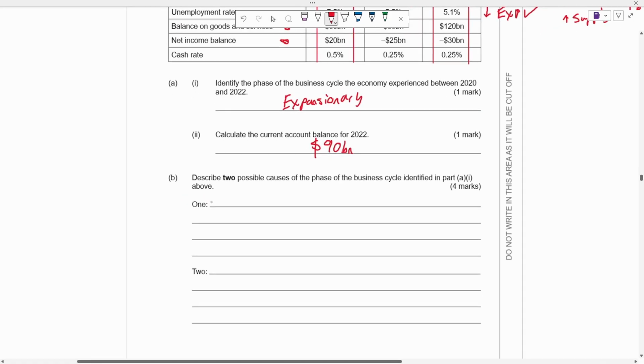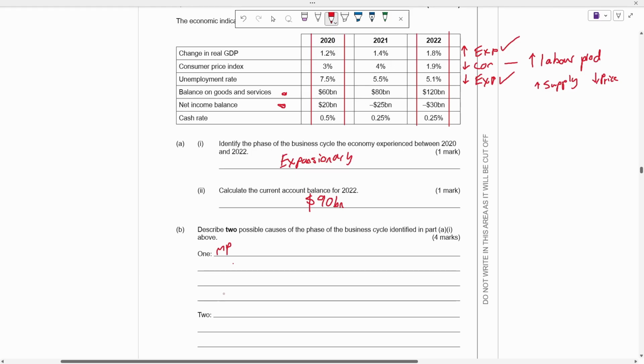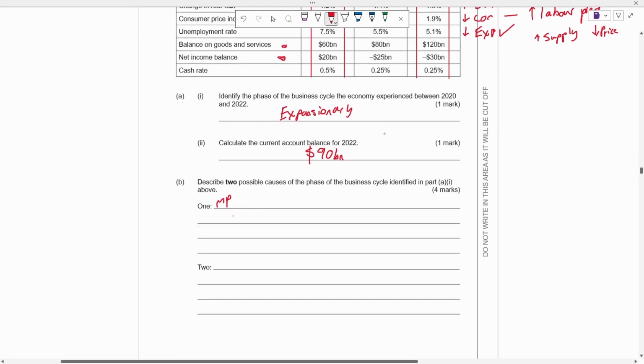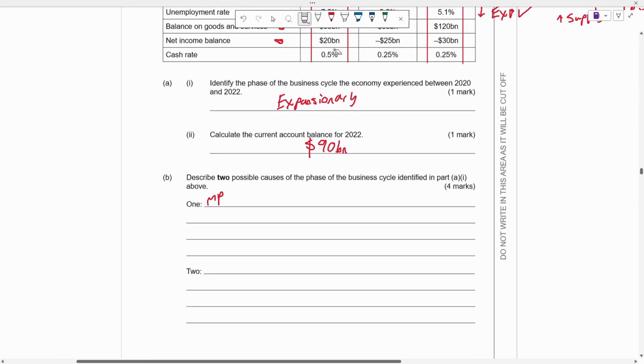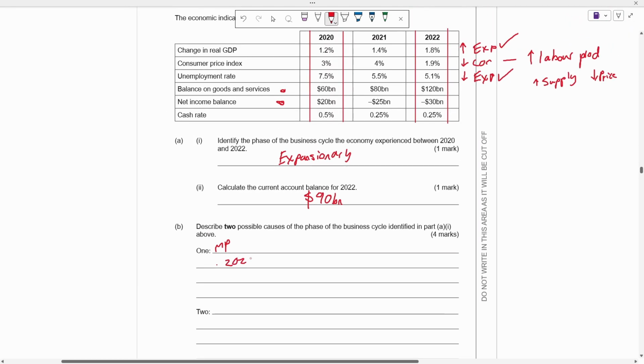So let's just do the planning real quick. For the first one, let's just do the monetary policy one. So I'm just going to refer to it as the central bank, as this is a hypothetical economy. Doesn't really matter if you use the RBA, you're probably not going to lose marks, but yeah. So monetary policy, and then I'm just going to say, for example, in 2020, the central bank decreased their cash rate from 0.5% to 0.25% in 2022. And then I'll explain.